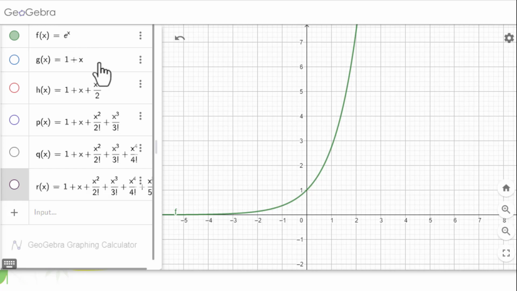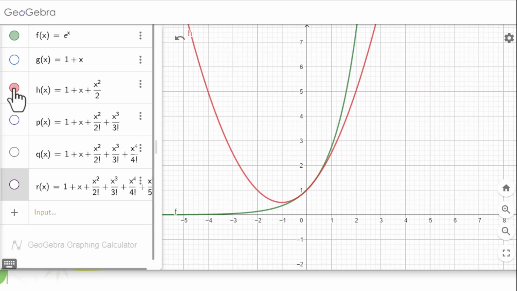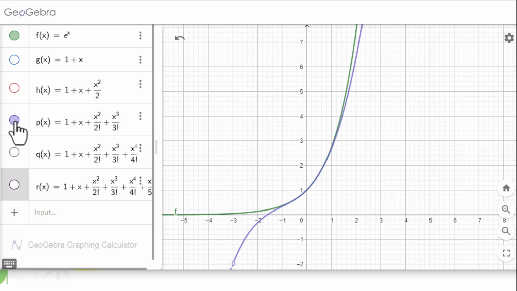Now I will show you how this Maclaurin series expresses e to the x power. For f of x equals e to the x power, this is the graph. g of x equals 1 plus x. You could say these two graphs are so different. Then I add x squared over 2. You could say the graph is better than 1 plus x. I add one more term, x third power over 3 factorial. The two graphs are so close.